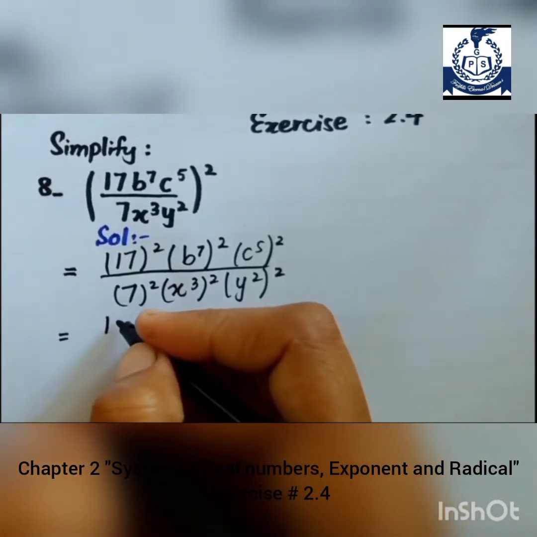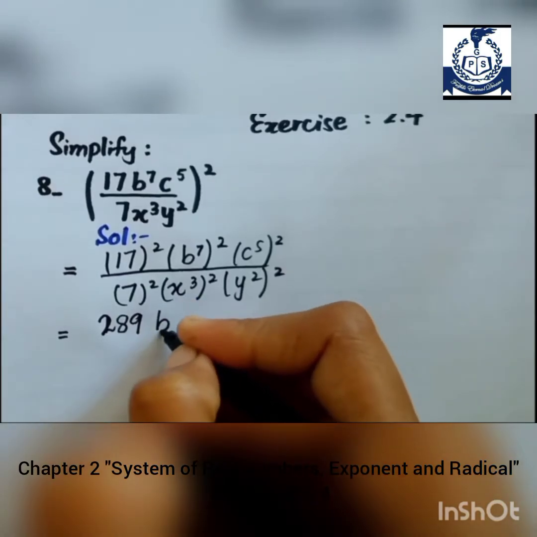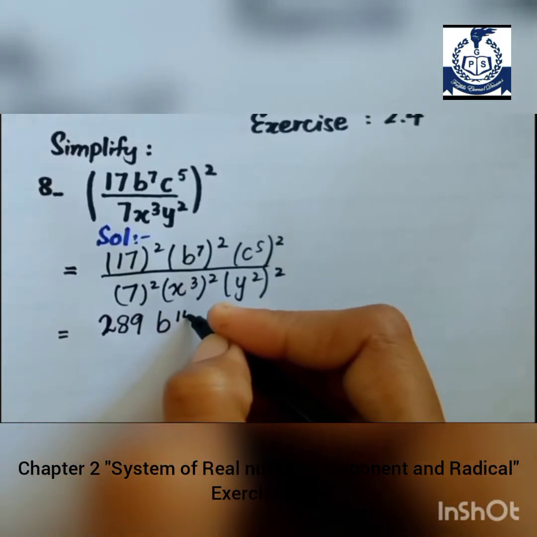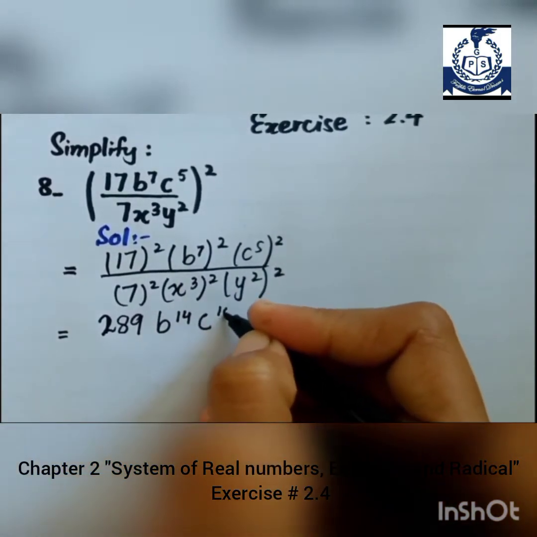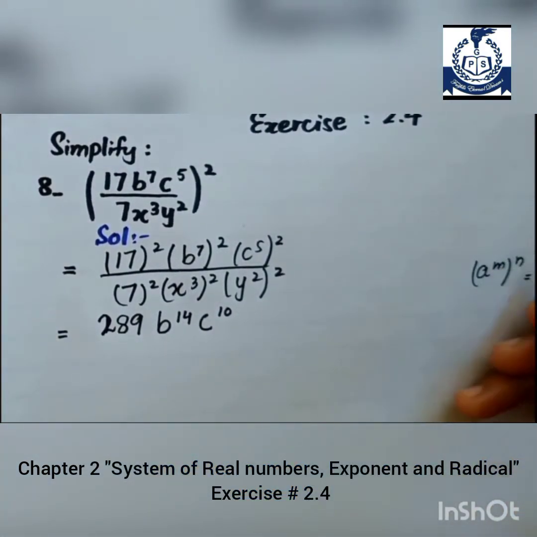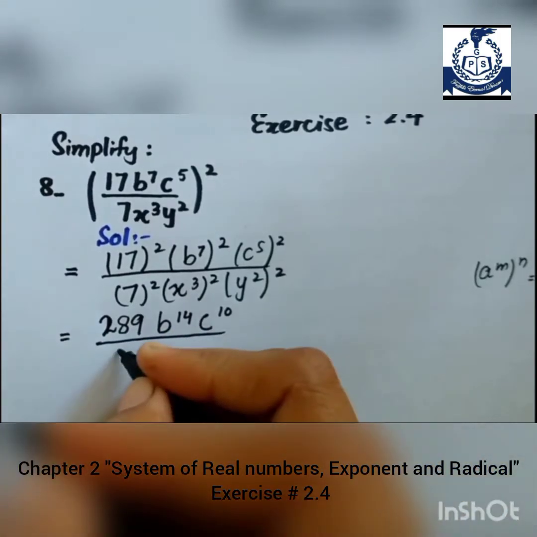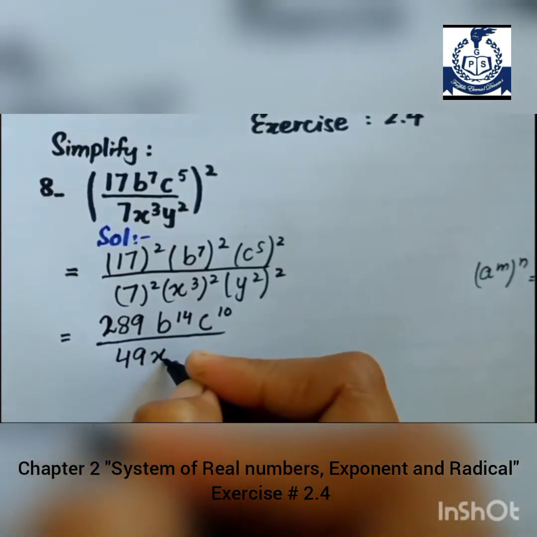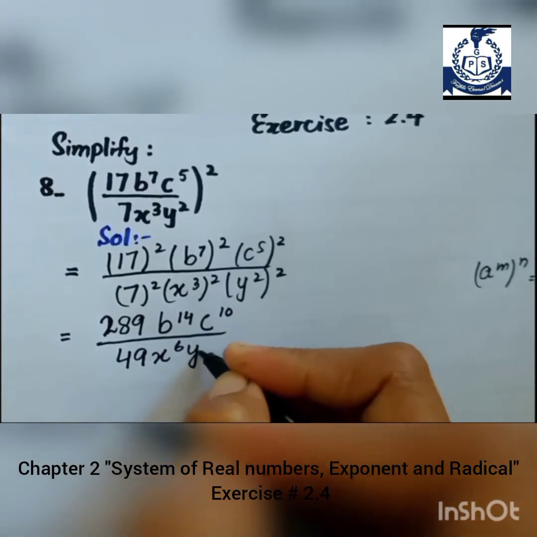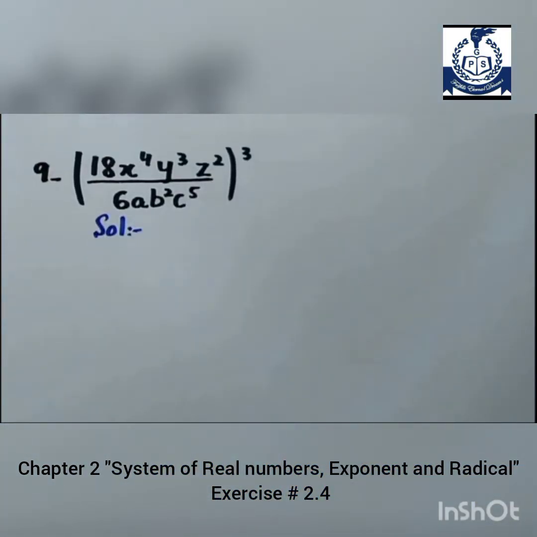17 square, so we multiply 17 2 times. 17 multiplied by 17 which is equal to 289. 7 2s are 14, so B has power 14, and 5 2s are 10, so C has power 10. We apply formula A power M power N, M multiplied by N, so power will multiply with each other. 7 has power square, so 7 7s are 49. X 3 2s are 6, and Y 2 2s are 4. This is the answer.